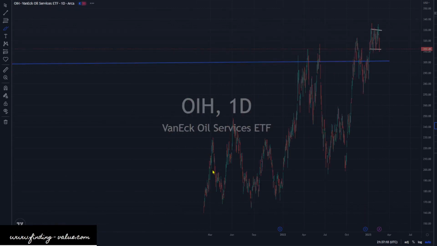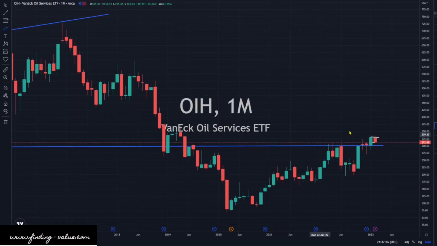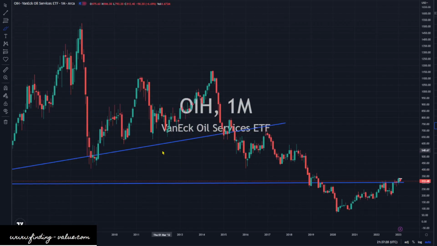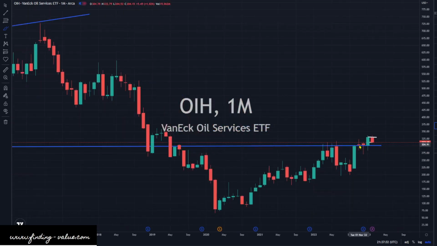The big picture view of energy service companies still remains good. That's what it looks like from a big picture view, it still looks good and solid, and we're still above this longer term support level. So everything is still all right. It's not bearish by any means at this time.